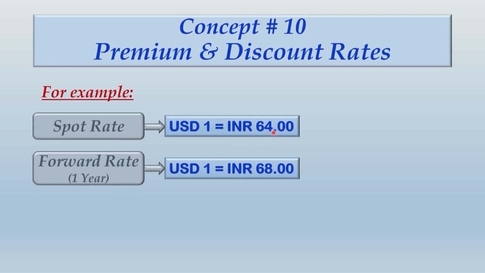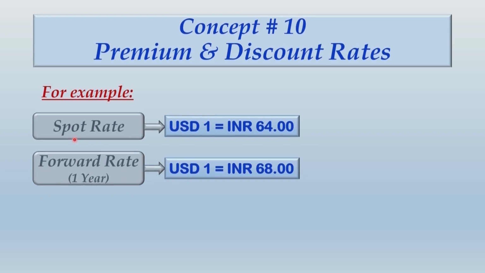The spot rate of dollar is INR 64 and the 1 year forward rate of dollar is INR 68. So the first observation, we find that US dollar is appreciating against Indian rupee. So obviously Indian rupee is depreciating against US dollar, exactly what we concluded in the earlier example. Same thing happening over here. So the obvious connecting point would be USD is quoted at premium in the forward market.